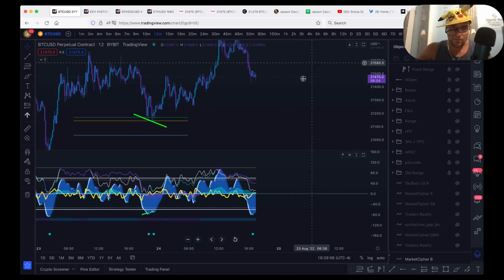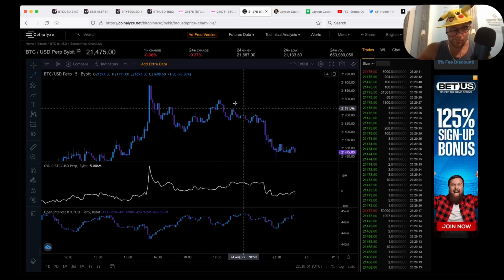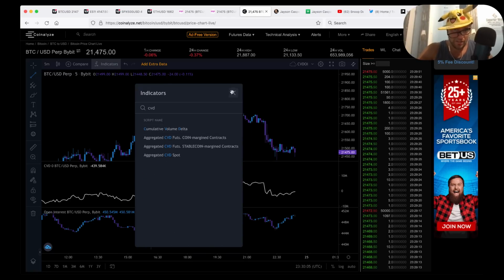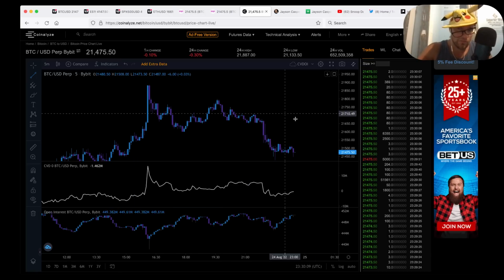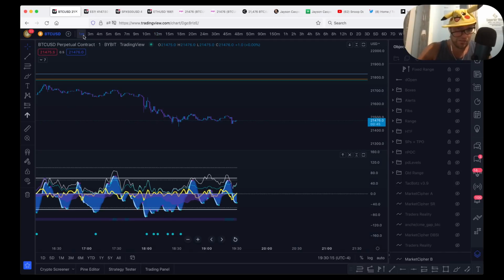Now, something else, guys, is called a CVD divergence, and Coinalyze.net is a free tool. Come over here to indicators, type in CVD, put that on, and type in open interest. Now, what we're doing with this is we're looking for whales that are potentially doing some hanky-panky, trying to trap traders. In fact, let's see if we have any going on right now.